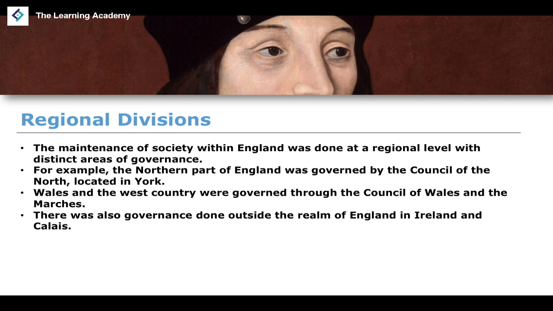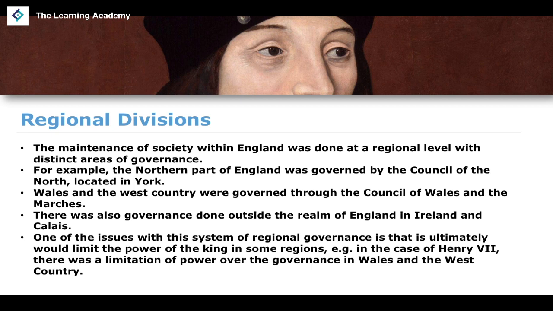One of the issues with this system of regional governance, though, was that it ultimately did limit the power of the king in some regions. While it was the king that administered justice on behalf of the realm to these regional levels, these individual regional councils, like the Council of the North and the Council of Wales and the Marches, would effectively be able to challenge the king in terms of the decisions made at this very regional level. Now, this isn't to say that Henry VII was challenged by these regional governances, but just that the power of the king in some of these regions was severely limited by the fact that he devolved this power to these regional institutions.